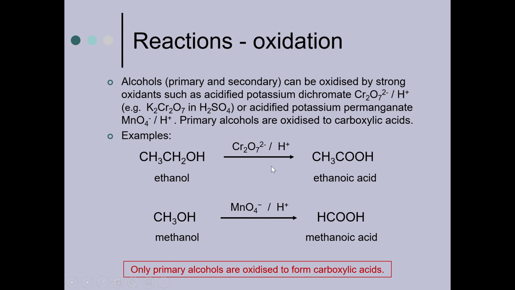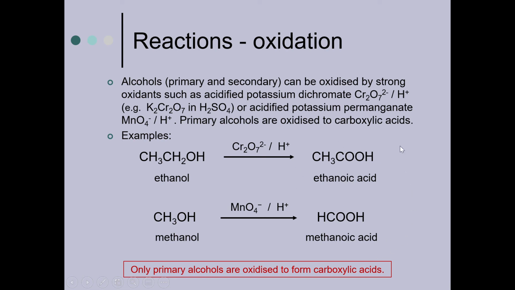What about oxidation? Well, primary and secondary alcohols can be oxidized by strong oxidants such as acidified potassium dichromate, which we write like this, or acidified potassium permanganate. Only primary alcohols will form carboxylic acids.